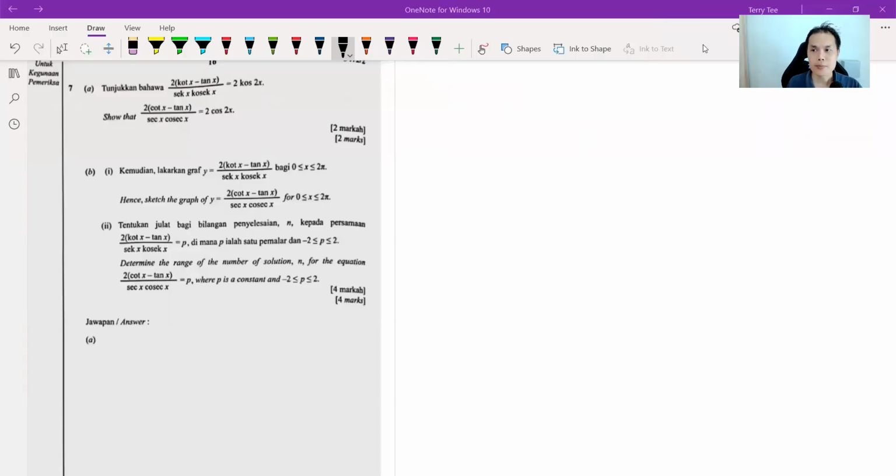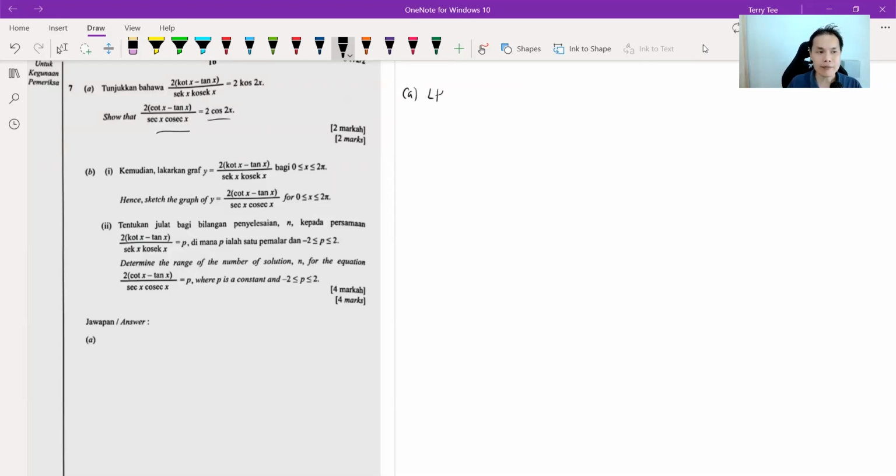Okay, moving on to question number 7. This is from the chapter Trigonometry. So, trigonometric function from 5, chapter 6. The first thing we need to do for the first part is to show that this 2 cotangent minus tangent over secant cosecant equals to 2 cos 2x.